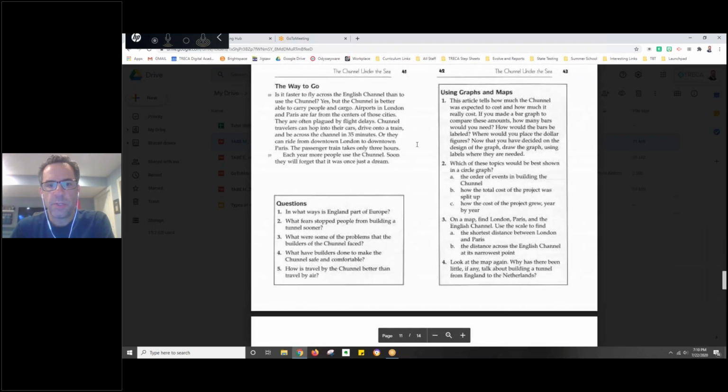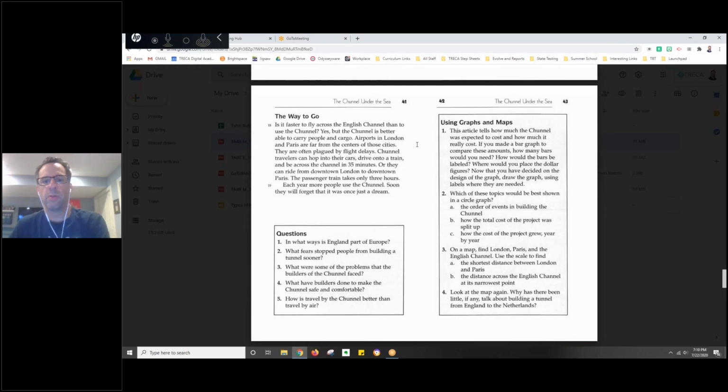All right, so this first one says, this article tells how much the channel was expected to cost and how much it really cost. If you made a bar graph, how many bars would you need? How would the bars be labeled? Where would you have to place the dollar figures? Now that you have decided on the design, draw the graph using labels where they are needed. So this says, again, it tells how much the channel was expected to cost and how much it really cost. If you made a bar graph, how many bars would you need?